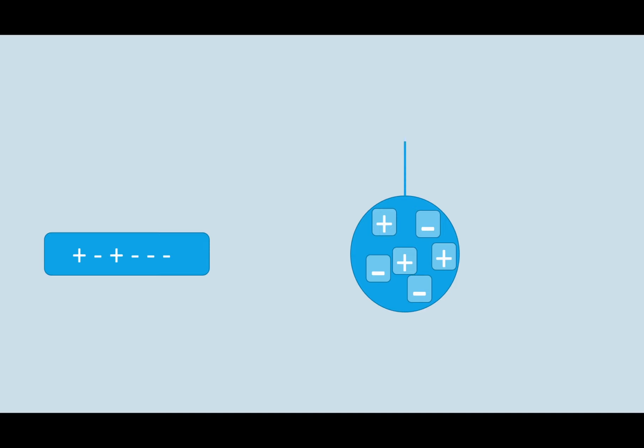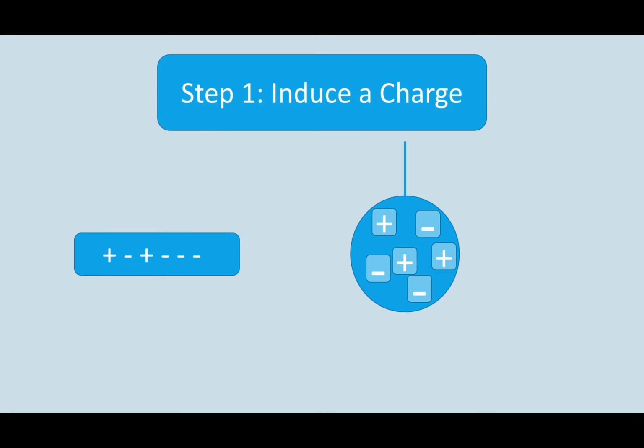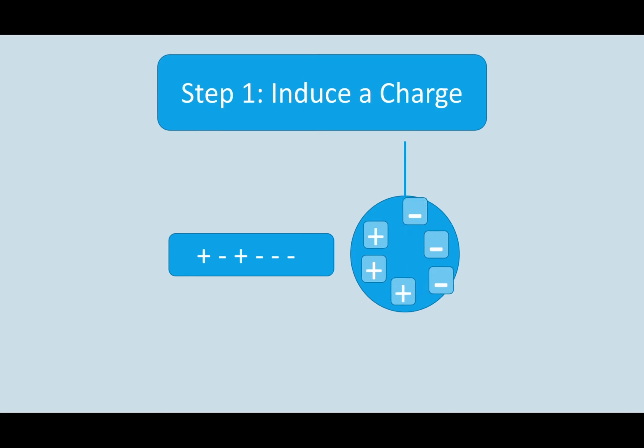So here we can see we have a negative rod and a neutral ball. The negative rod has more negative charges, or more electrons, and then our ball is neutral because we have an equal number of positive and negative charges. So the first step is to induce the charge. We've brought our two objects close together. The negative charges in the rod have pushed the electrons to the opposite side of our neutral object.